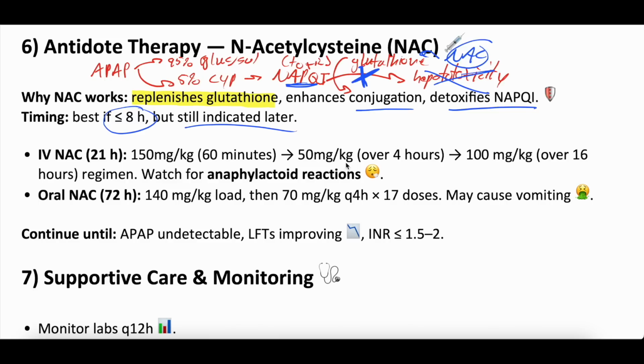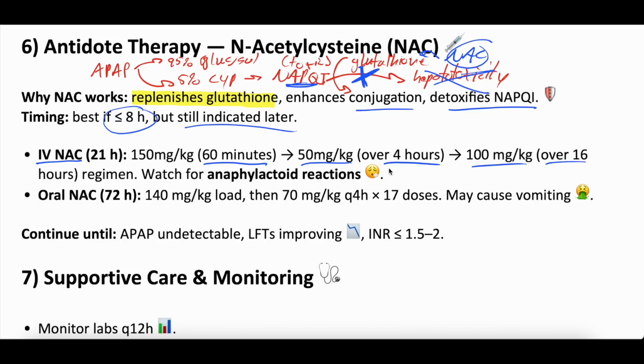Dosing, again, not medical advice, so definitely confirm all these, but IV N-acetylcysteine versus oral N-acetylcysteine. We often do IV. Oral can make people really nauseous. Folks don't like it. But IV, you usually give a first bolus over 60 minutes, 150 milligrams per kilogram. You then usually get 15 milligrams per kilogram over 4 hours and 100 milligrams per kilogram over the next 16 hours. Again, this is a 21-hour protocol.